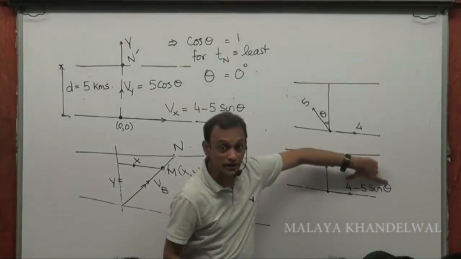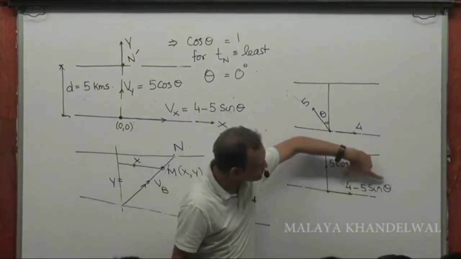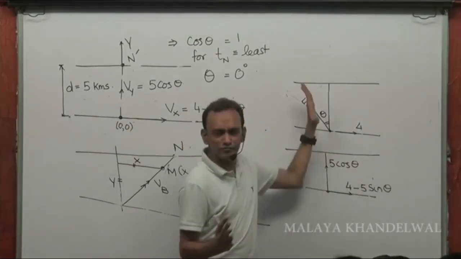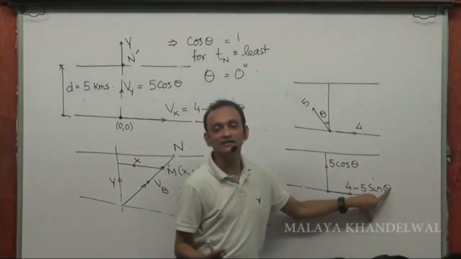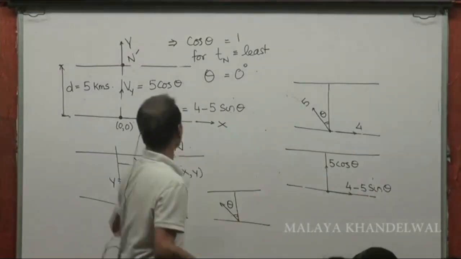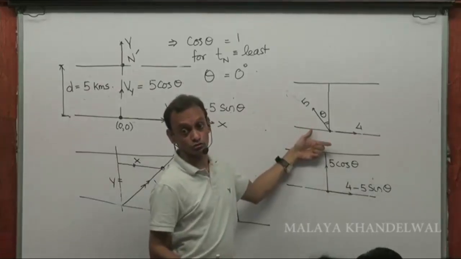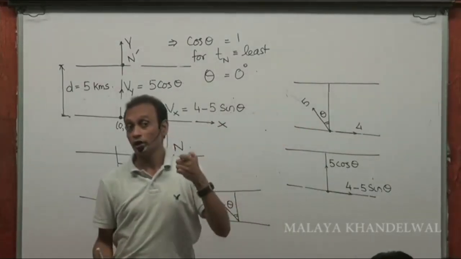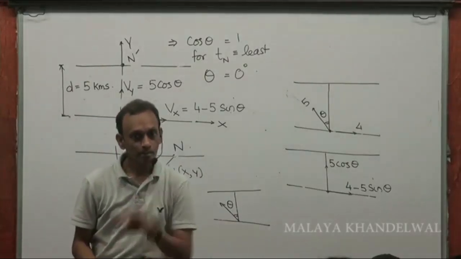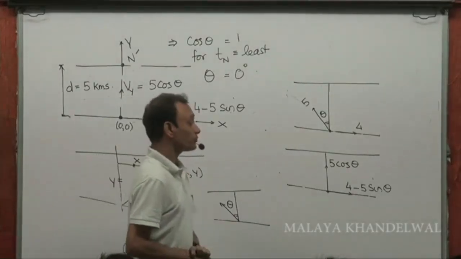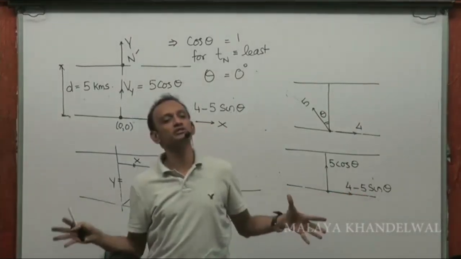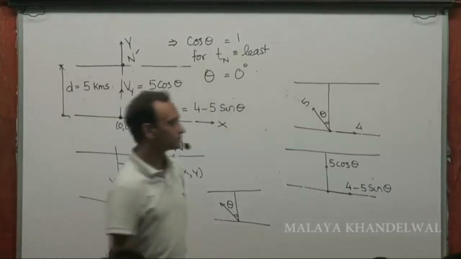This is the velocity in the x direction, it will cause drift in the x direction. So if this velocity becomes 0, there would be no drift in the x direction. It will only drift vertically. That means when 4 is 5 sin theta, that means if sin theta is 4 by 5, it will not drift horizontally, it will reach a point on the opposite shore, right? Let me change this situation a little bit. So far so good, right? So, for least drift in the x direction, sin theta is 4 by 5, drift in the x direction will become 0, right?